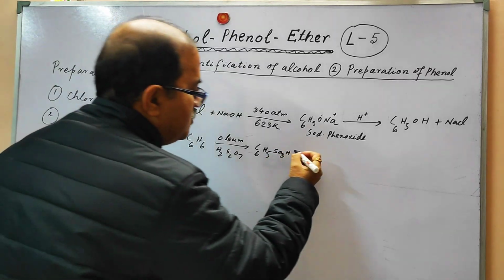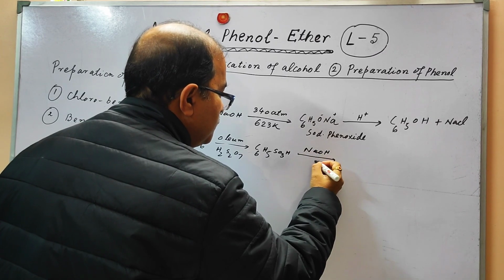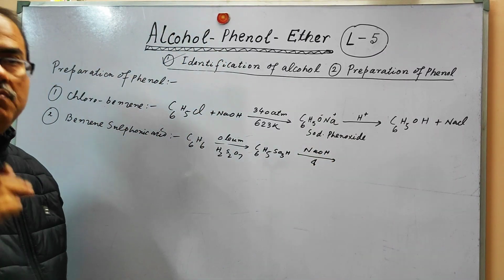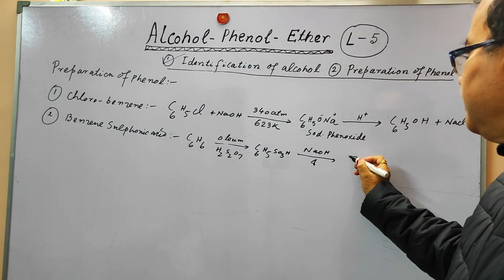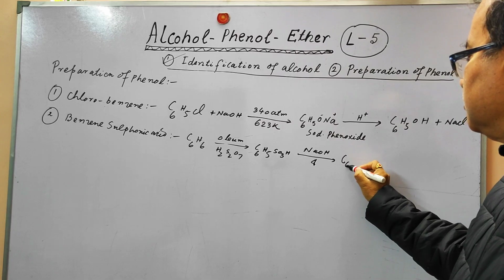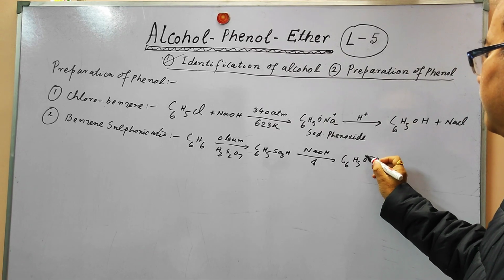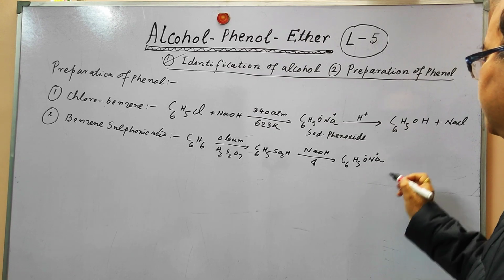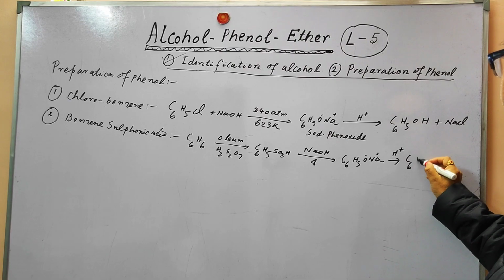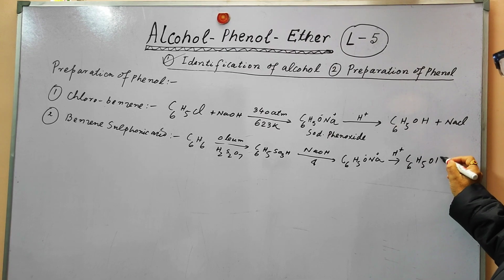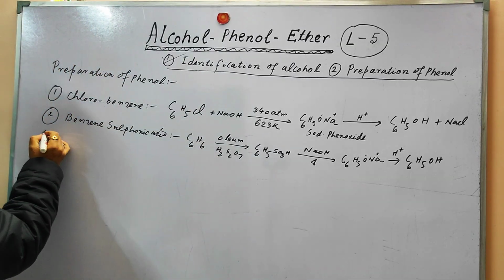And this benzene sulfonic acid, when it is heated with molten NaOH, it will again produce the sodium phenoxide, and this is again hydrolyzed in the same way that we have seen. When it is hydrolyzed, it will produce the phenol. This is the second way that we can have the phenols.